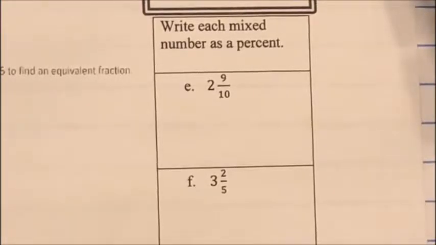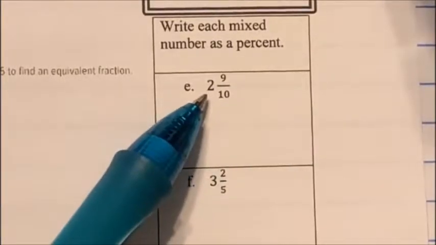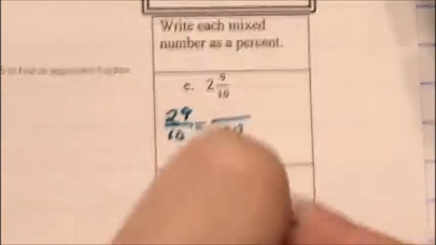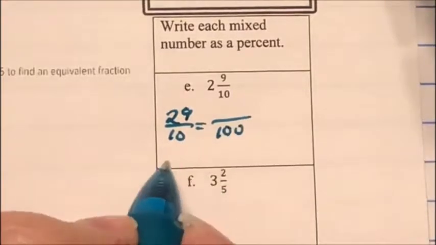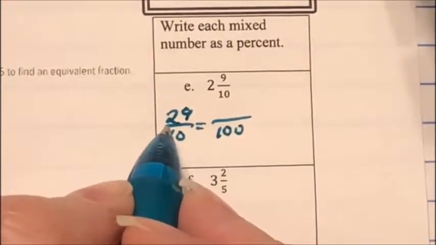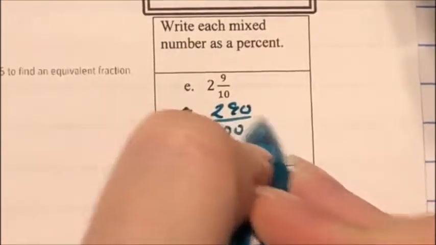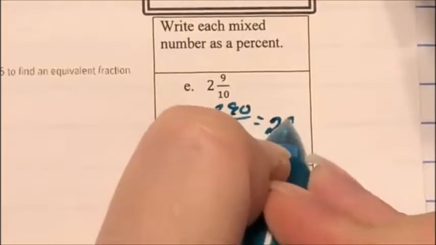Alright, so now that you've tried the try it problems, let's look at them together. The first one says write each mixed number as a percent. So I have 2 and 9/10. The first thing I want to do is rewrite the mixed number as an improper fraction. 10 times 2 is 20, plus 9 is 29 over 10. And I want to change that so it has a denominator of 100. 10 times 10 is 100. 29 times 10 gives me 290. So this is the same thing as saying 290%.